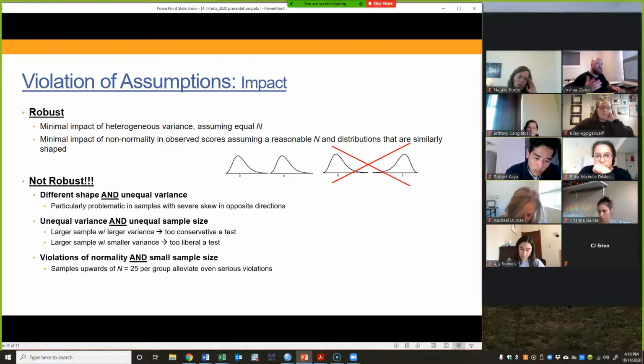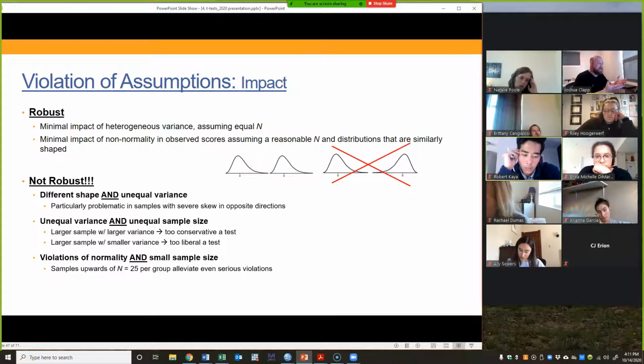If I've got violations of normality and small sample size, this is getting back to the distribution of sampling means. I'm assuming the distribution of sample means is going to be relatively normal, so long as either the population from which my sample is being drawn is normal, or I've got reasonably sized samples. But if I've got really skewed or ugly non-normal data and my samples are pretty small, now all of a sudden I've doubled down on a couple of different things and I'm starting to have some impact.